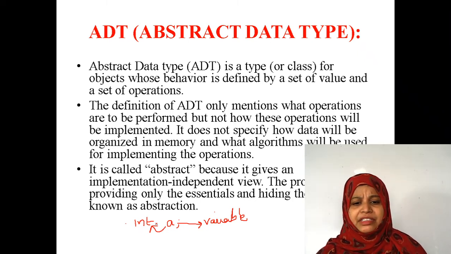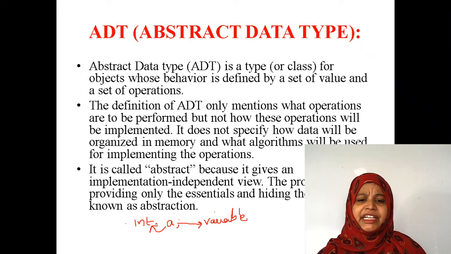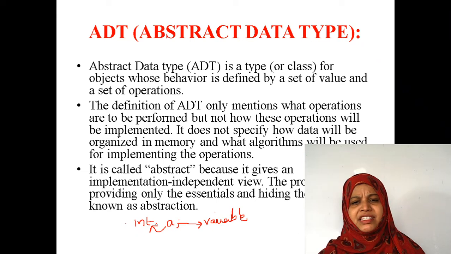Here it just gives an implementation-independent view. This process of providing only the essentials and hiding the details is known as abstraction. Just abstract data type or abstract data class. An abstract class gives the essential information which is useful to the user. That information can be viewed by the user, and the remaining information is hidden in that class only. So this concept is known as the abstraction concept, right?